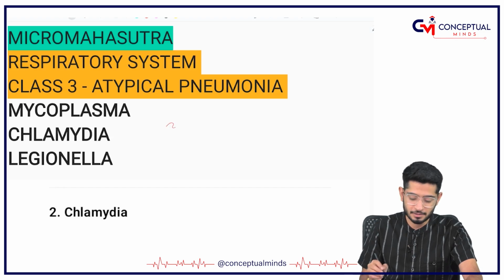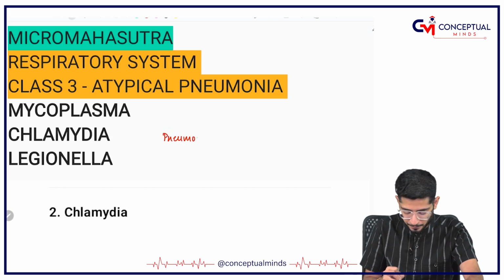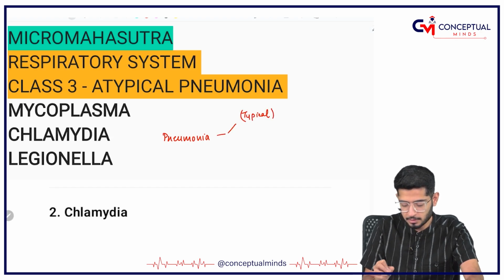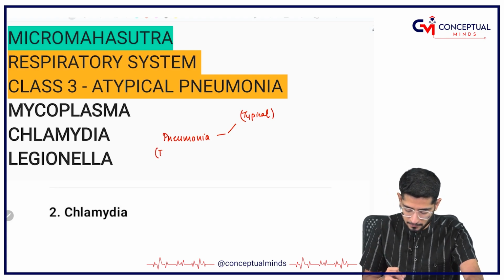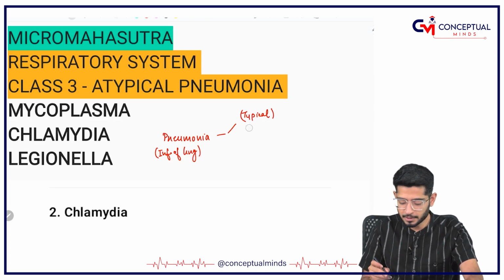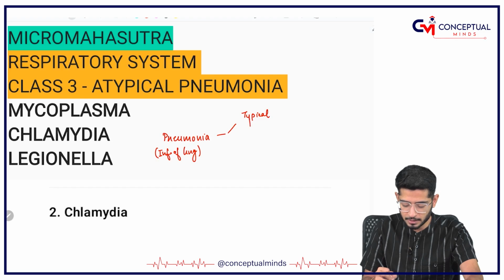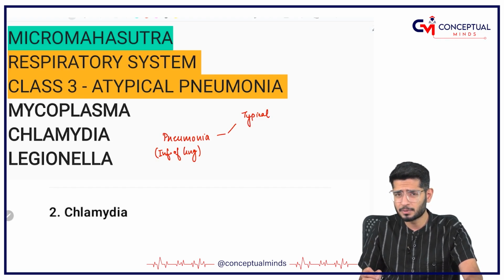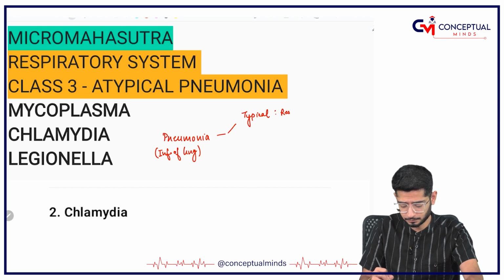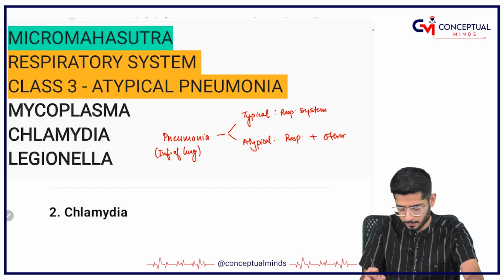So I told you that when it comes to pneumonia, one presentation is a typical pneumonia. Typical pneumonia means the infection of the lung, and typically the features are going to be that of pneumonia, pertaining to the respiratory system only. Whereas atypical pneumonia means the features are going to be respiratory system plus others also.